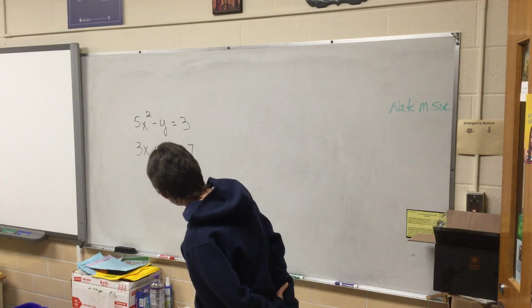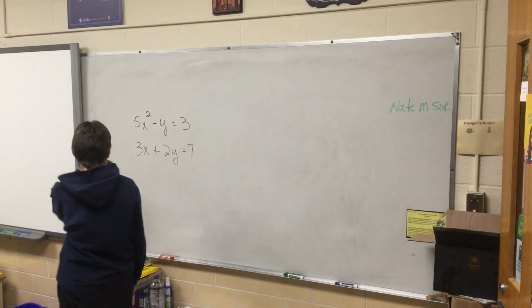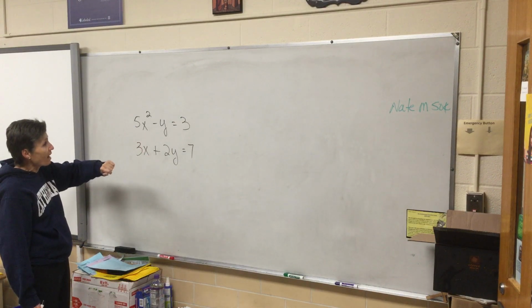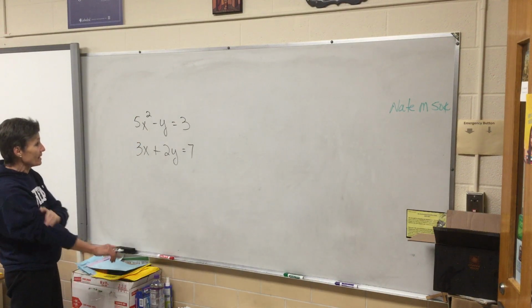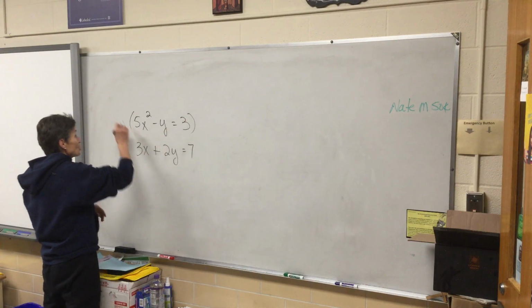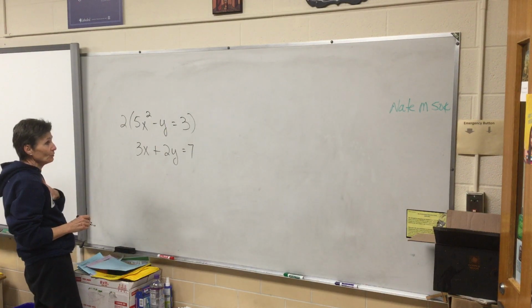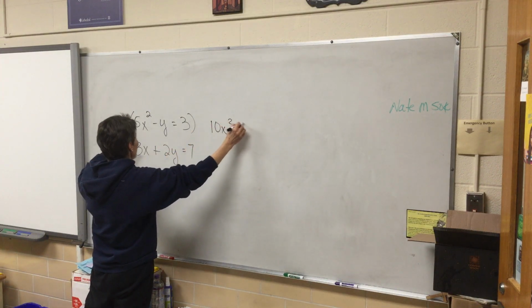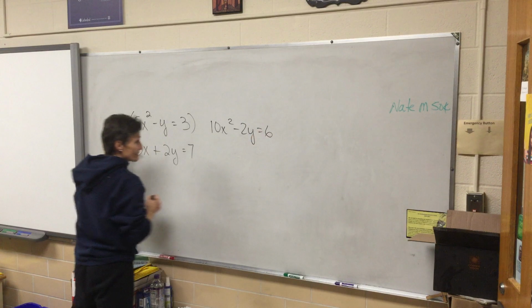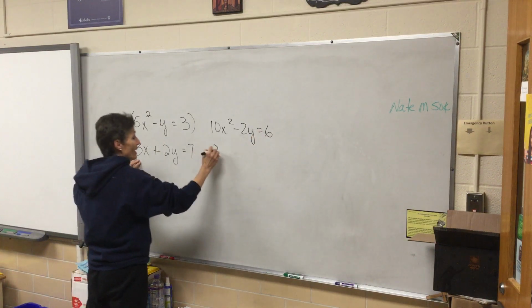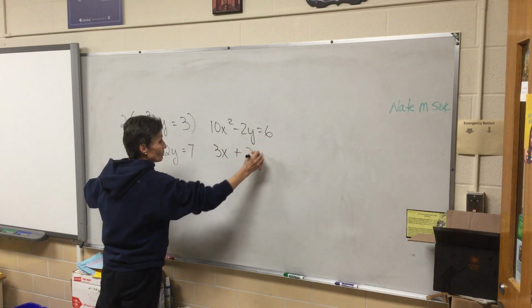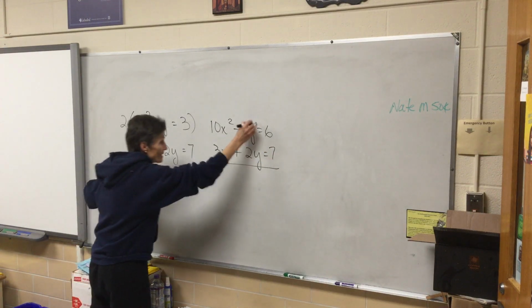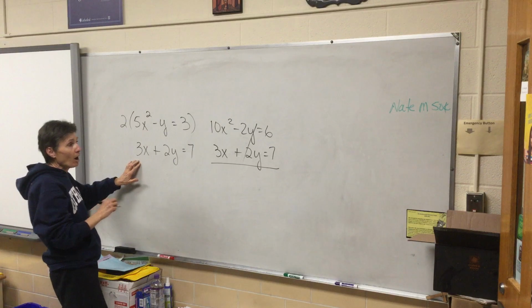Eliminate y. Okay, you absolutely could eliminate y. You can't eliminate x, folks, because this one's squared and that one's not, but you absolutely can eliminate the y's. So I guess, Jacob, you want to multiply the top row by 2? So we're going to have 10x squared minus 2y equals 6. And then we're going to have 3x plus 2y equals 7. So just like Jacob planned, the y's are gone.